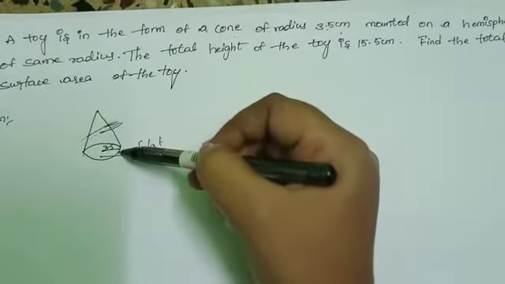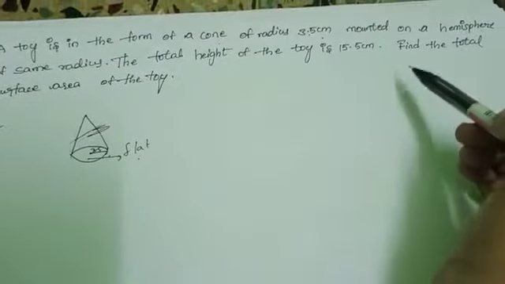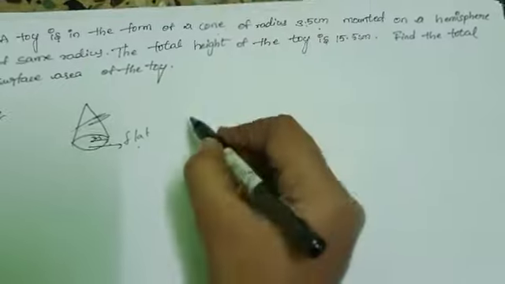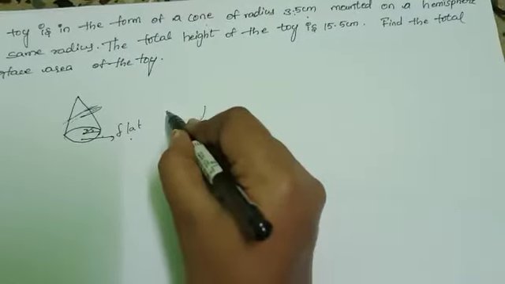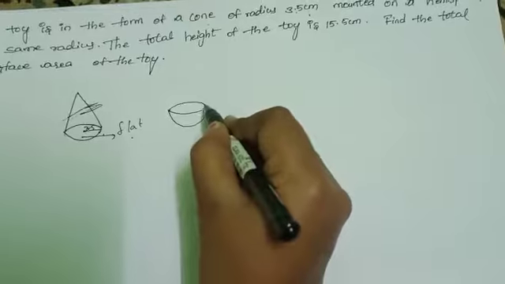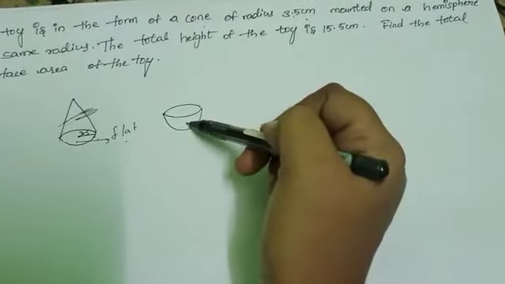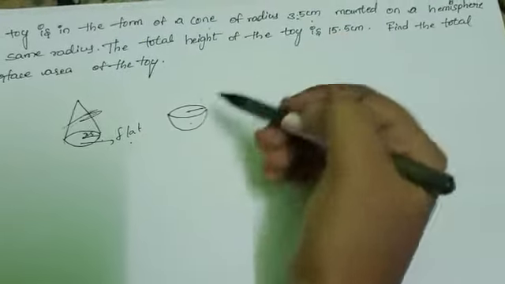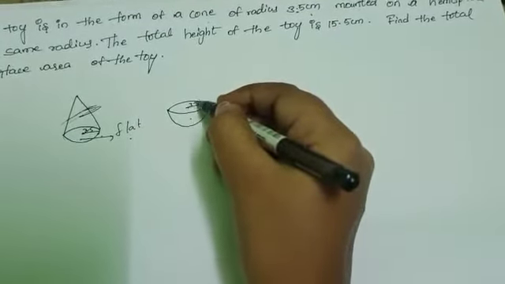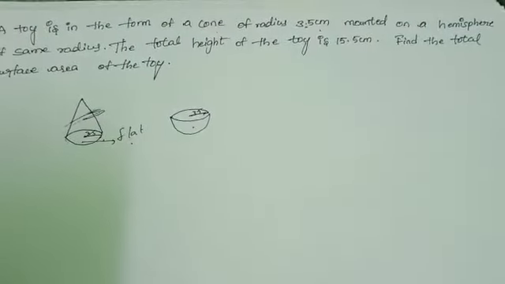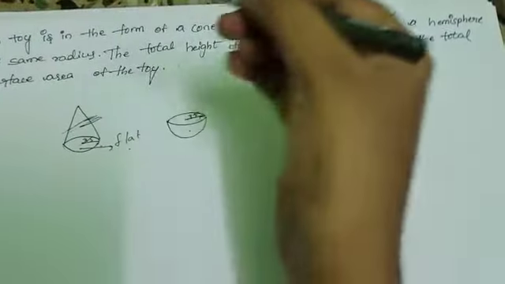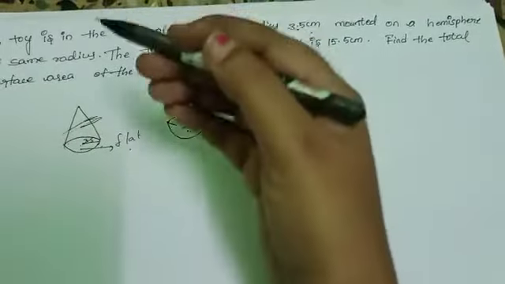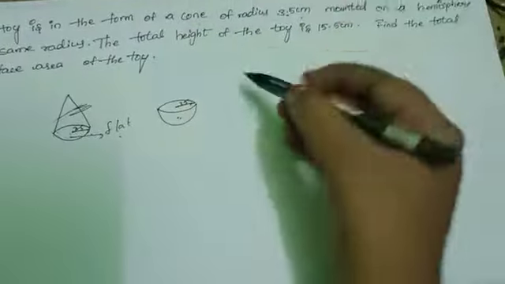Radius is 3.5 centimeters, mounted on a hemisphere of the same radius. We know the hemisphere. This is the hemisphere. The hemisphere has the same radius. The radius of the cone is 3.5. Same radius means 3.5 centimeters. Here the cone is mounted on the hemisphere. The cone is above the hemisphere.